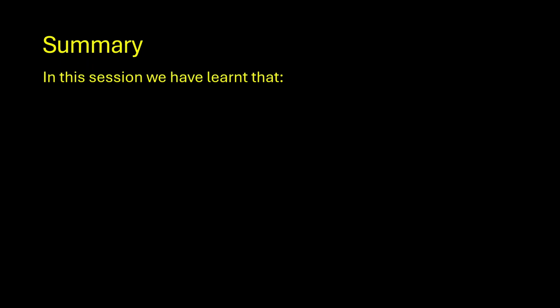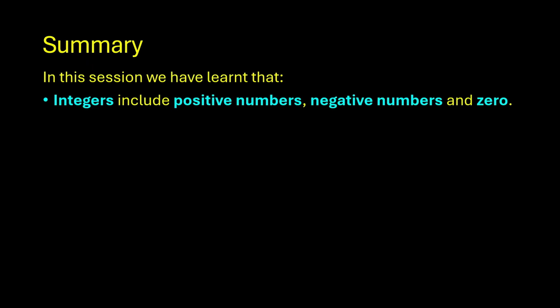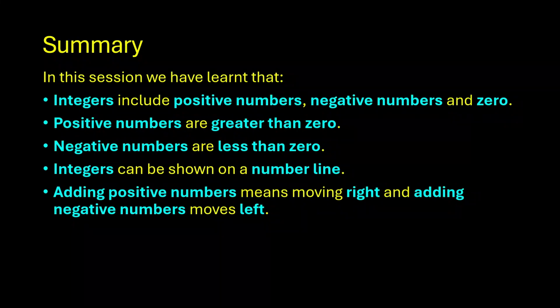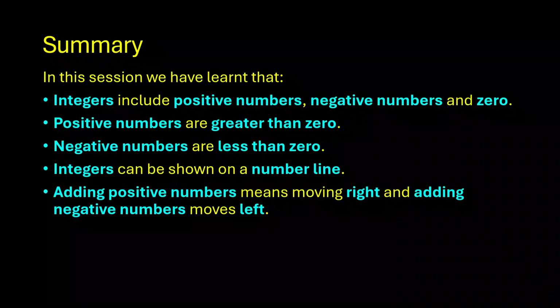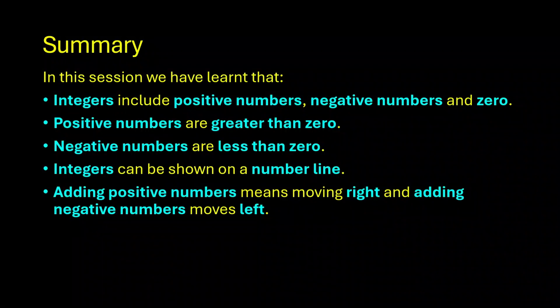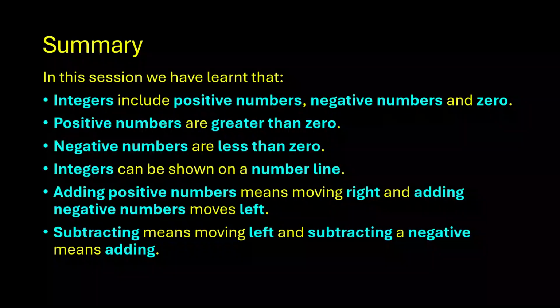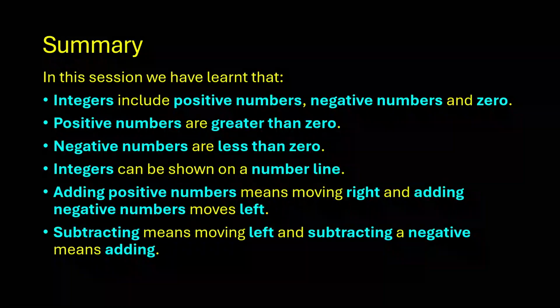In this session, we've learnt that integers include positive numbers, negative numbers, and 0. Positive numbers are greater than 0. Negative numbers are less than 0. Integers can be shown on a number line. Adding positive numbers means moving right, and adding negative numbers means moving left. Subtracting means moving left, and subtracting a negative number means adding.